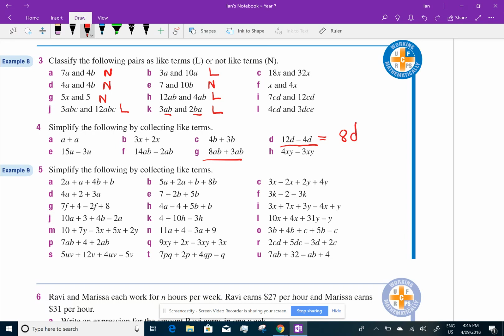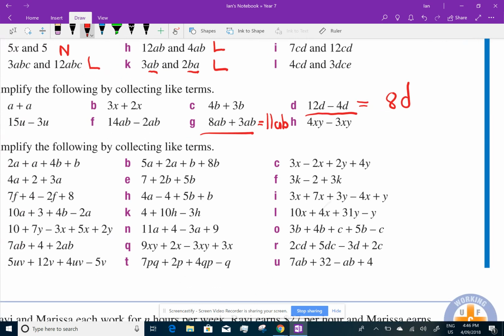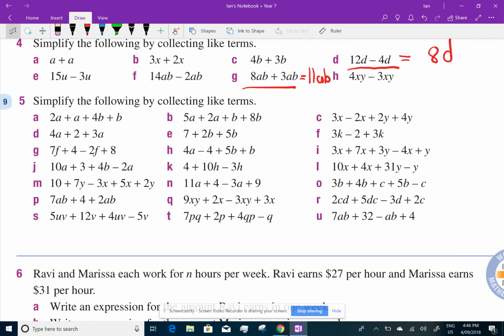Now here, I've got 2 letters, 2 pronumerals. I've got an AB. It is still one term. 8AB is one term, and 3AB is one term. Okay. Are they like? Yes, A and B are the same term. So I've got 8 of them, and I add 3 of them. That gives me 11 AB. Well, that's pretty easy. Question 5 gets a little bit harder.